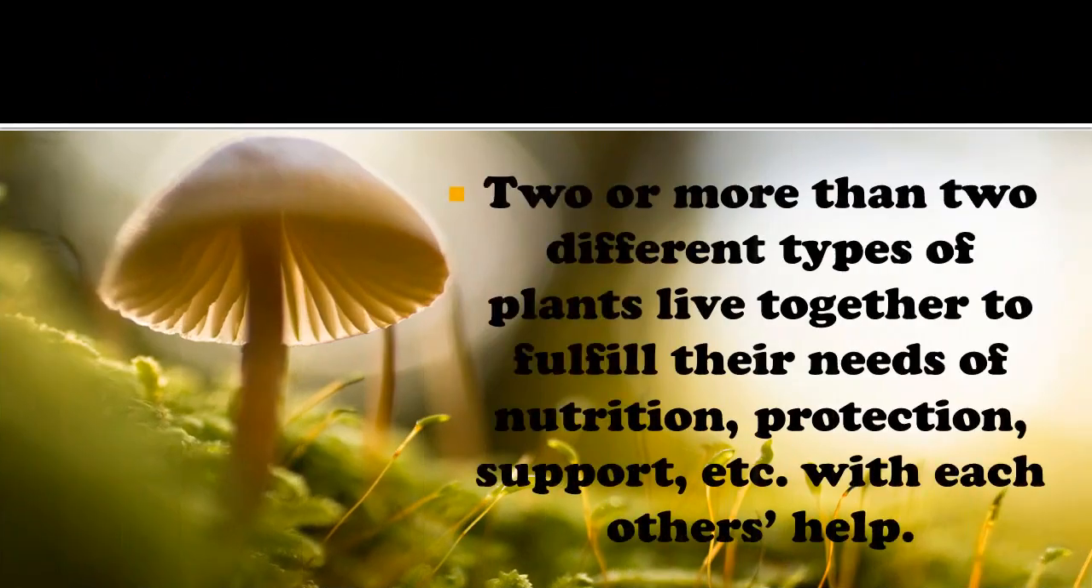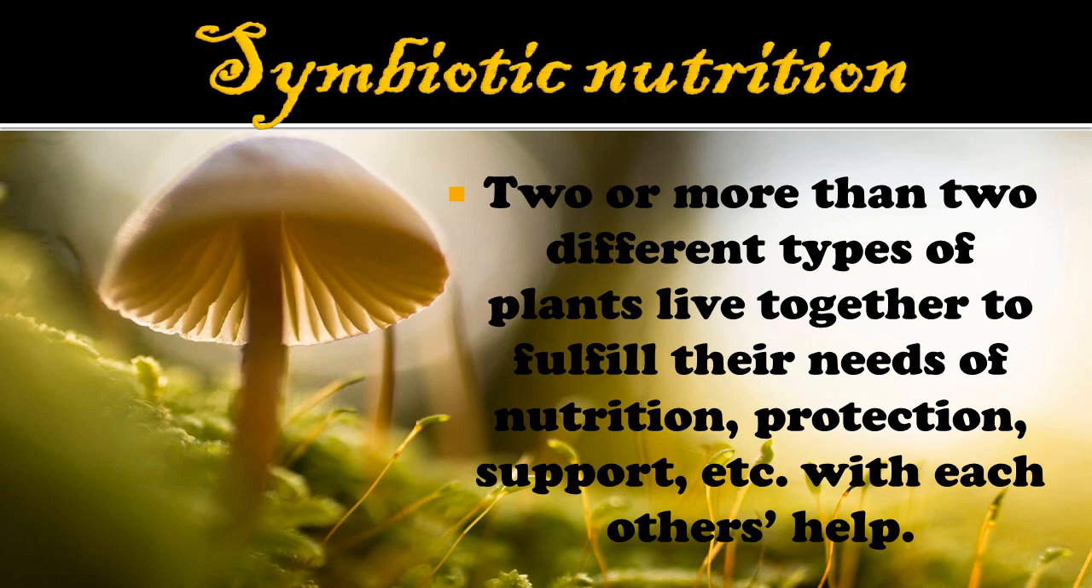So the next is, in some cases, two or more different types of plants live together to fulfill their needs of nutrition, protection, support, etc. with each other's help. That means two or more different plants living together just to fulfill their needs, like nutrition. That means from both of them they can obtain their nutrition or food, they can make the protection, and they can use the support, with the help of each other. So this is called symbiotic nutrition. That means when two or more plants live together to fulfill their needs, it is called symbiotic nutrition.